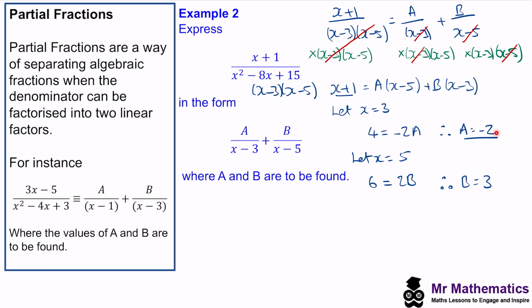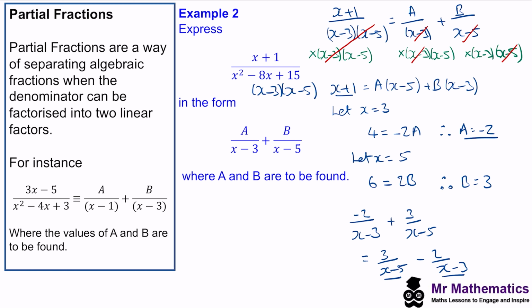And then we'll substitute this a and b back into our partial fractions. So we get minus 2 over x minus 3 plus 3 over x minus 5. And to make this a little bit tidier, we'll have a positive 1 first. So 3 over x minus 5 minus 2 over x minus 3.